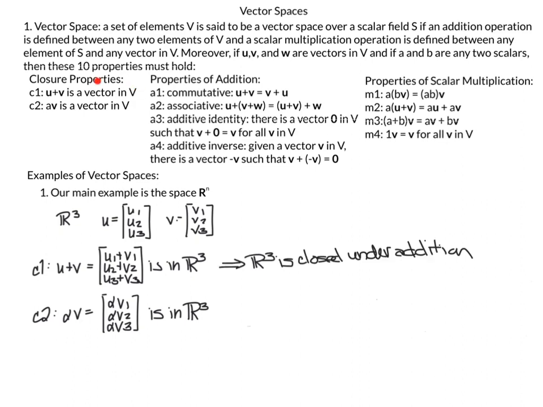Next, I will look at closure of scalar multiplication. So when I have a scalar times a vector, I want to show we still have a vector in V. I'm going to take my scalar alpha, just because my A's and my U's all look the same. So alpha V is equal to alpha V1, alpha V2, and alpha V3. This is simply by the definition of scalar multiplication of a vector. And so this is still a vector in R3. So I can say that R3 is closed under scalar multiplication.